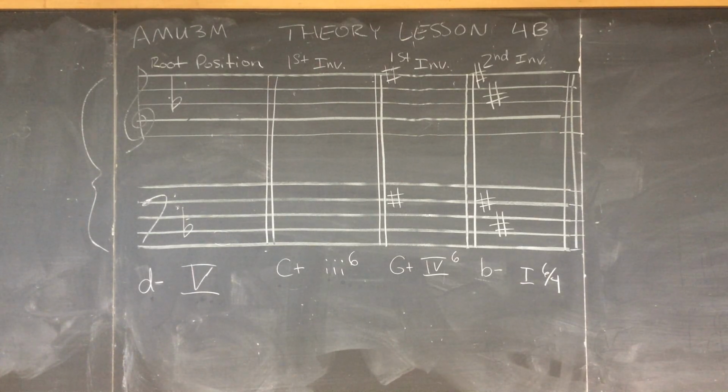So I've got on the board, we're going to do a root position triad in the key of D minor with the dominant chord. We're going to do a first inversion triad in the key of C major using the mediant triad. We're going to do a first inversion chord in G major using the subdominant. And then we're going to do a second inversion triad voiced in the key of B minor, and that one's going to be a tonic chord.